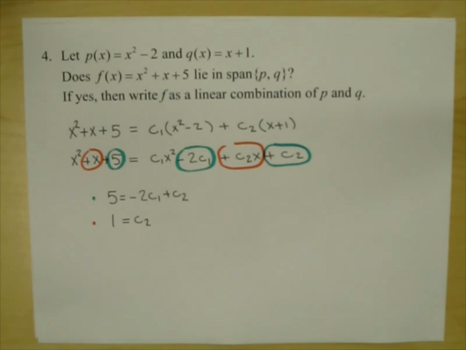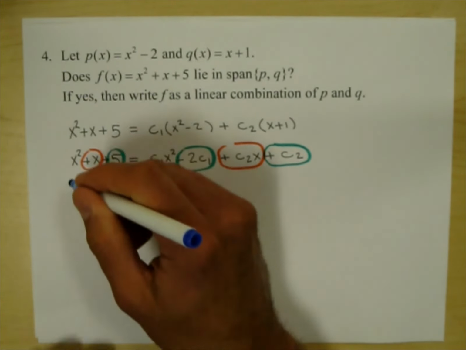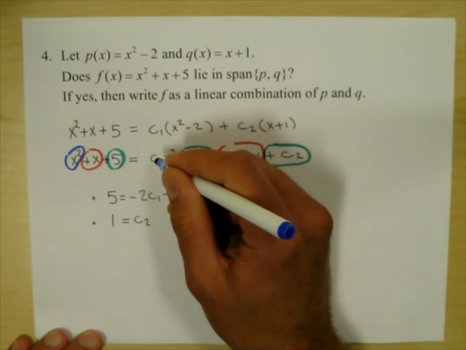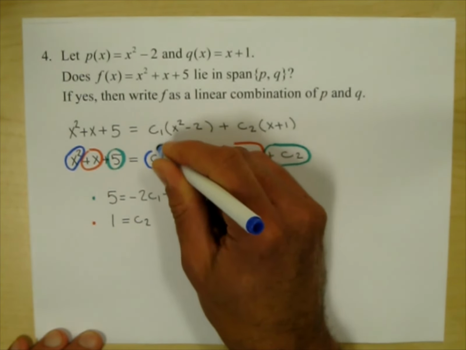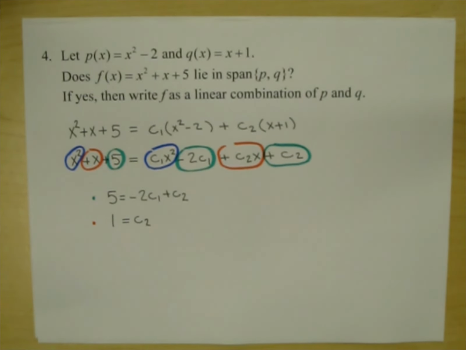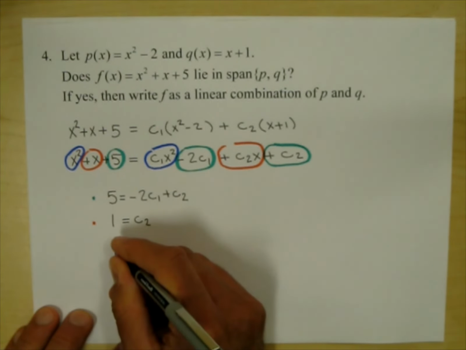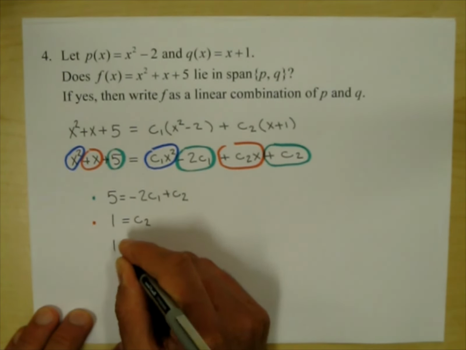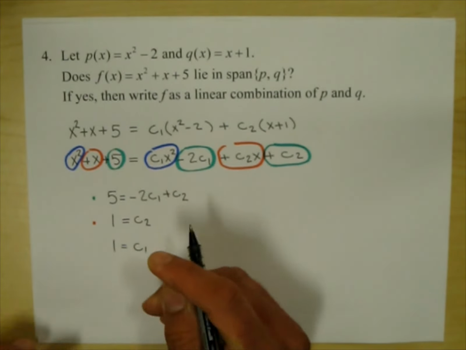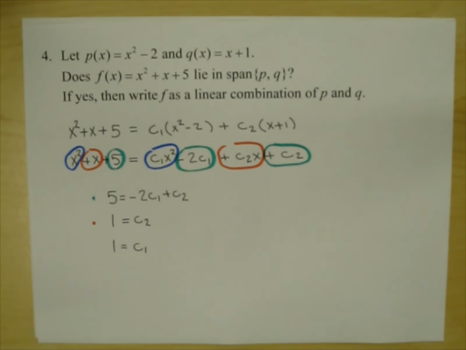And then the last thing I'm going to do is circle all my x squared terms. So here's an x squared term. There's an x squared term. And those coefficients have to be the same, so look at this. 1 equals c1. And I'll put a little blue dot right there.